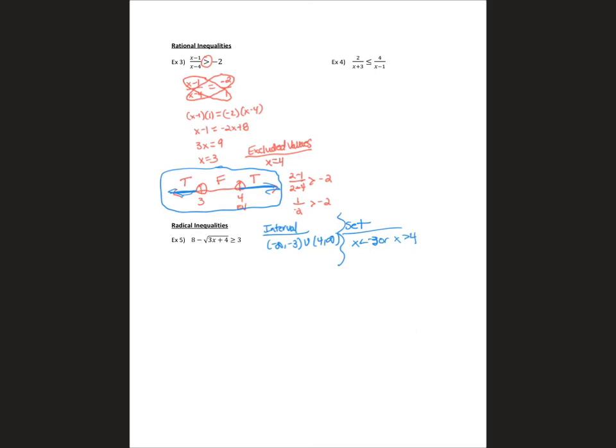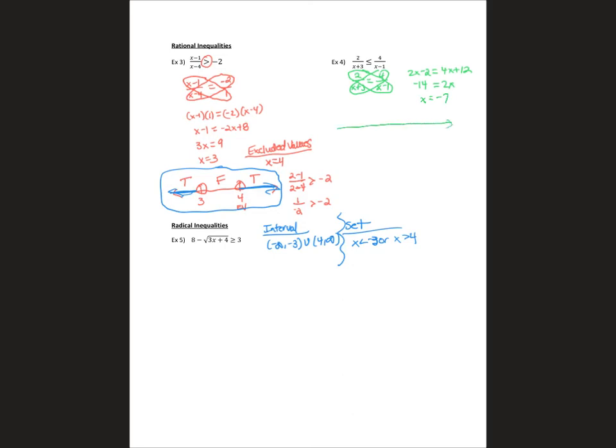All right, looking at number 4, we have 2 over x plus 3 is less than or equal to 4 over x minus 1. I'll make this an equation. We need to cross multiply. So I have 2x minus 2, if I distribute, equals 4x plus 12. Solve for x, I get 2x equals negative 14, or x is equal to negative 7. So that is my solution.